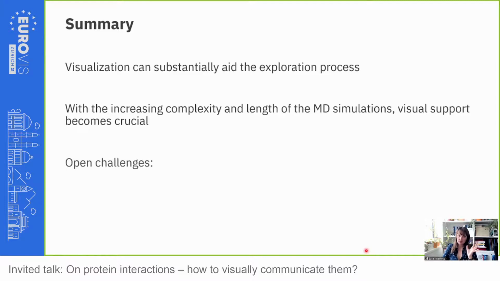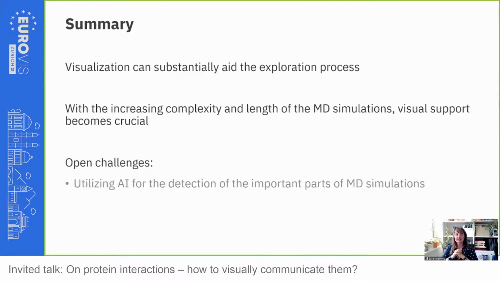And of course, there are some open challenges. I will be mentioning basically those which are of our particular interest these days. These are those which are connected to the detection of these important parts of the MD simulations. So we've seen some examples where we or other colleagues are already trying to handle this complex problem and trying to navigate the user to important parts of the simulation.